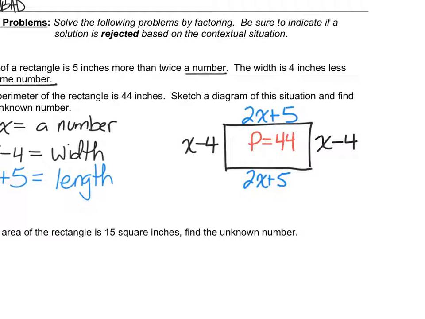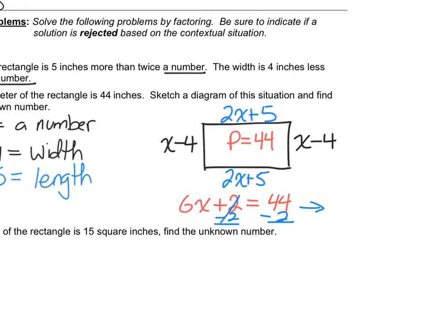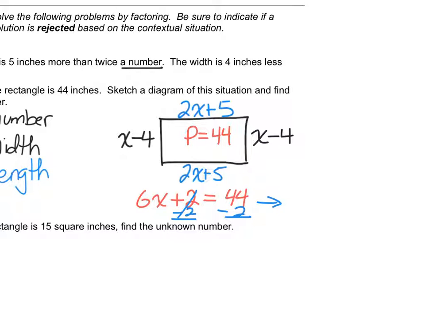All right, so it's going to give us a linear situation because all you have to do is add up the 4 sides and set it equal to the perimeter. So 2, 4, 6x, 5, 10, minus 8, so plus 2 is equal to 44. All right, so knock off the 2 from both sides. You get 6x is equal to 42. X would be equal to 7.